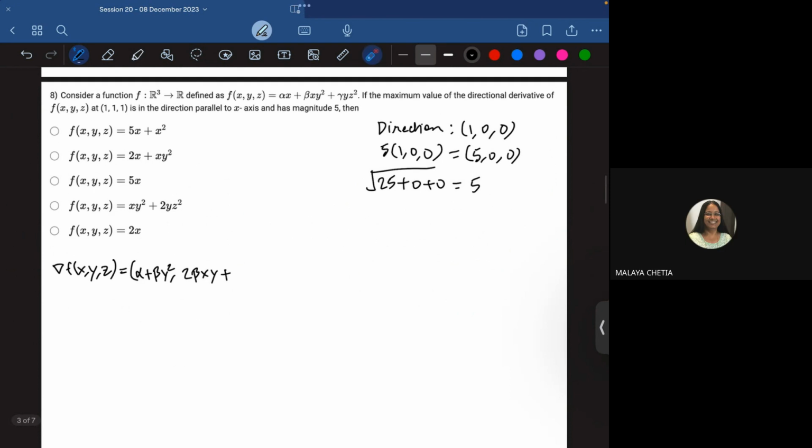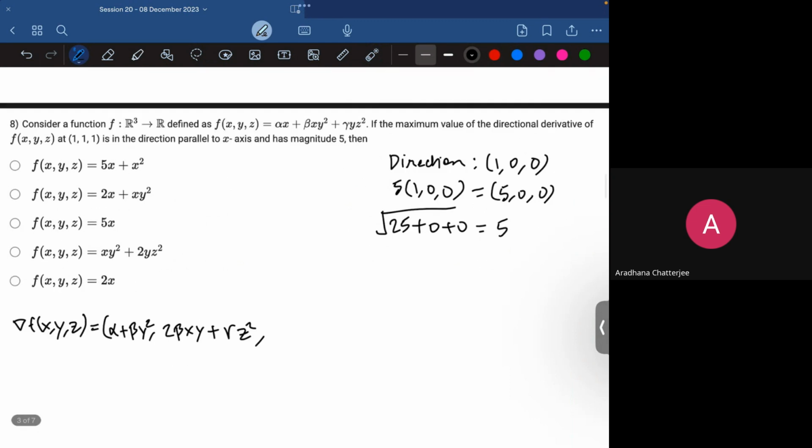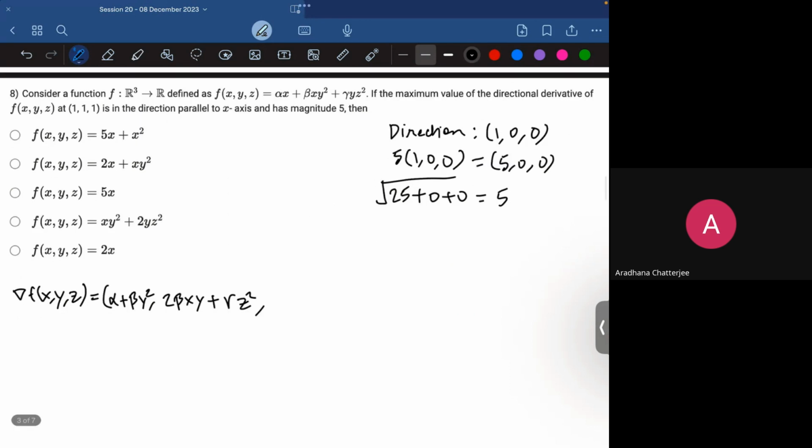Okay, so gamma z square, correct. That is what we are left with, gamma z square. And now we want the partial derivative of the function with respect to z. That is the third element of this gradient vector. The first two don't have any z component, so we just have one part, and that is 2 gamma y z. So this is our gradient vector.